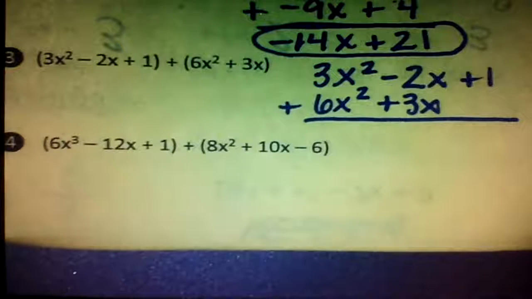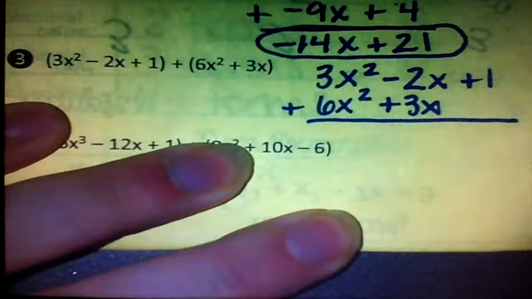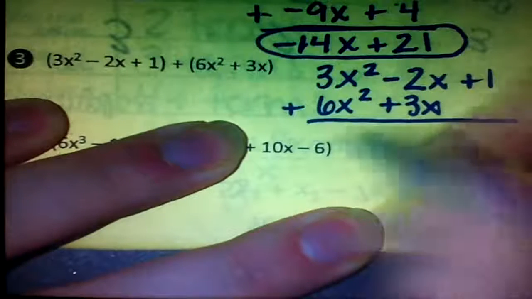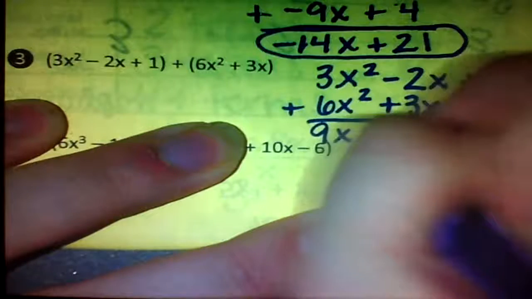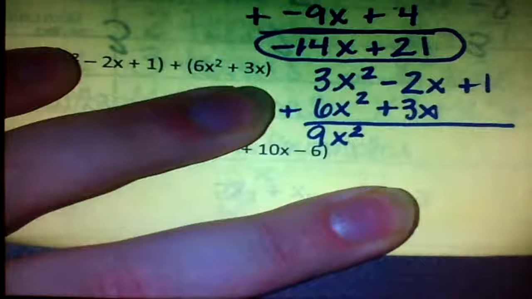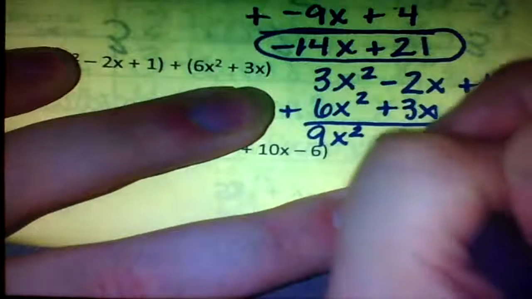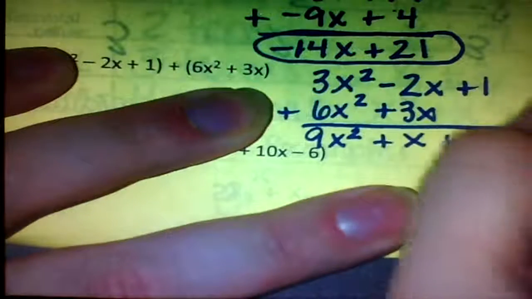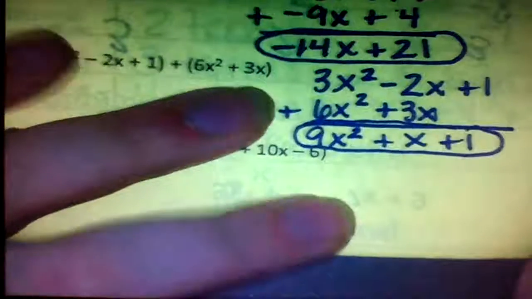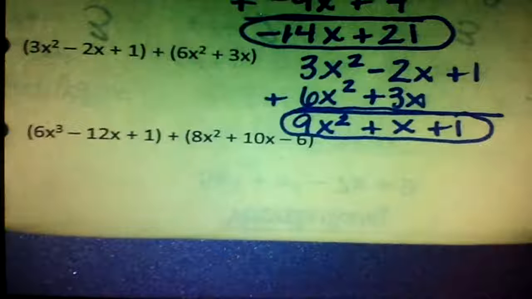Andrew, give me the answer to this one. 3x plus 6x is 9x. And then 9x squared. Don't lose your square. And then you're fine. 2 and 3 would be 1x, or just x. And then plus 1. Good job, Andrew. Because there was nothing adding to my 1, we just brought it down.